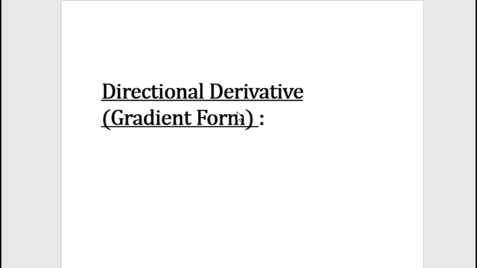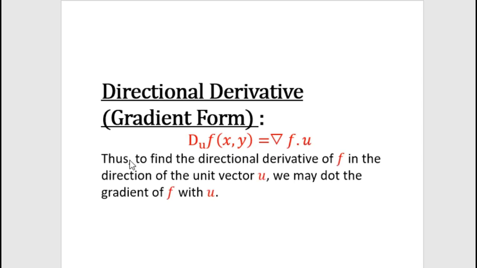Now the directional derivative in gradient form. D_u f(x,y) is equal to the gradient of f dot u. This dot is a dot product between vectors. So it means the gradient of f is a vector quantity, u is a vector quantity. Thus, to find the directional derivative of f in the direction of the unit vector u, we may dot the gradient of f with u.